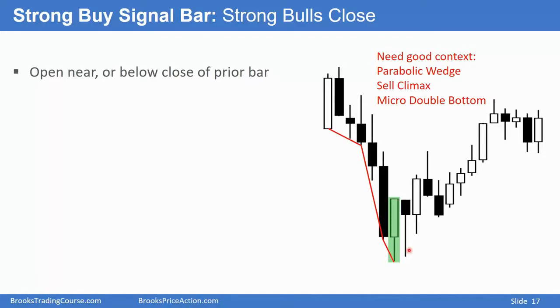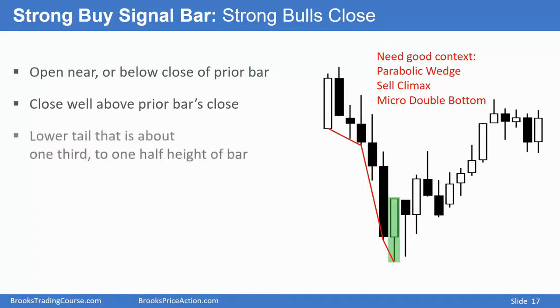And then here we went up, and we went down, went up. We went down twice. Down, up, so a micro double bottom. That increases the chances that the reversal will work. So the context is pretty good. I also like to see a close well above the prior bar's close. And the tail on the bottom, ideally, you want it to be a third to a half the size of the signal bar.